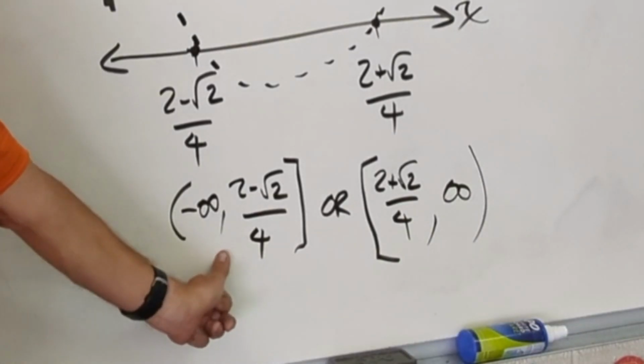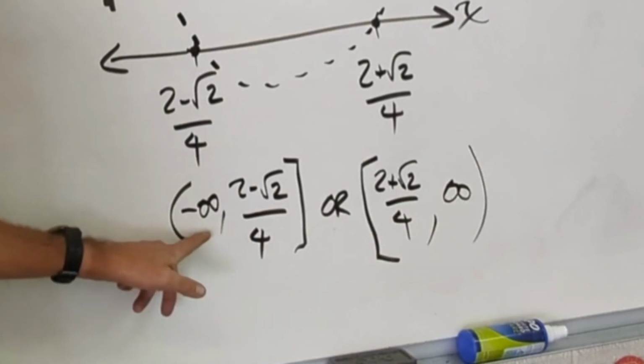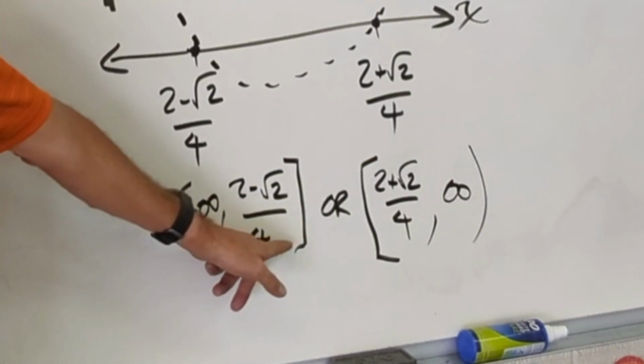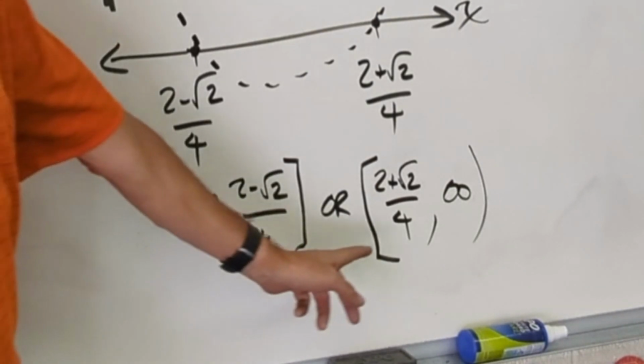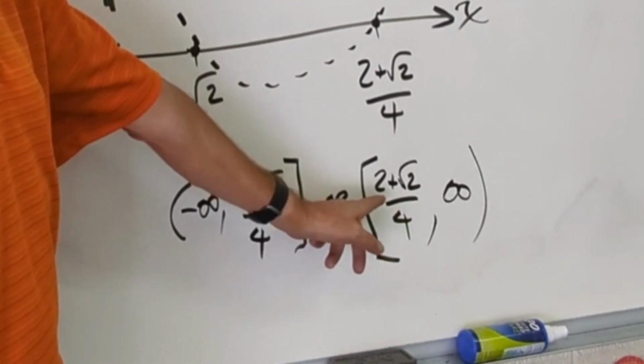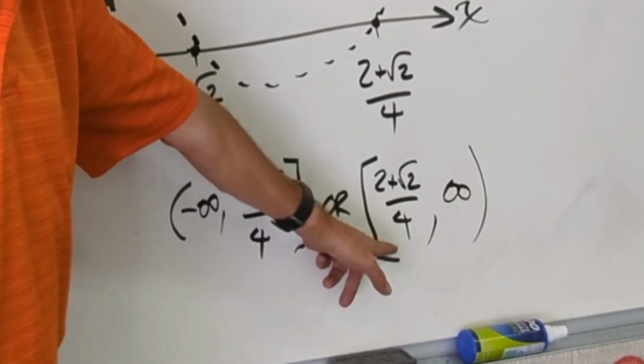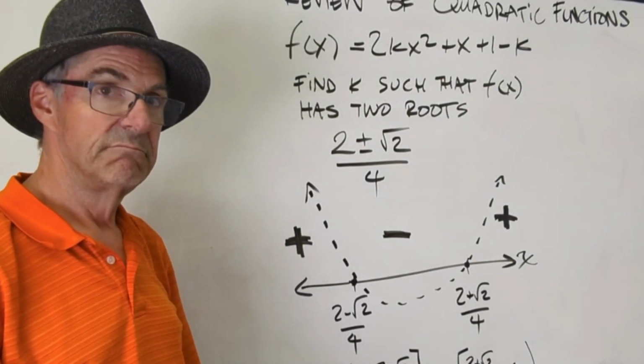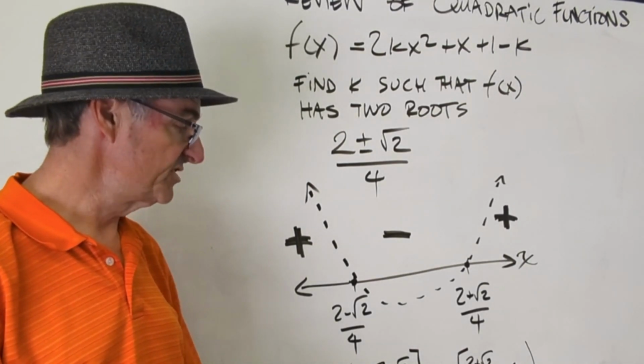Here's the bottom end, the bottom part of our range. We go all the way to negative infinity, but we stop at 2 minus root 2 over 4 inclusive, so that value works. And then on the other side, we start at 2 plus root 2 over 4, that value works, and we go all the way up to positive infinity. So there you have it. Or maybe not. There's a mistake there.